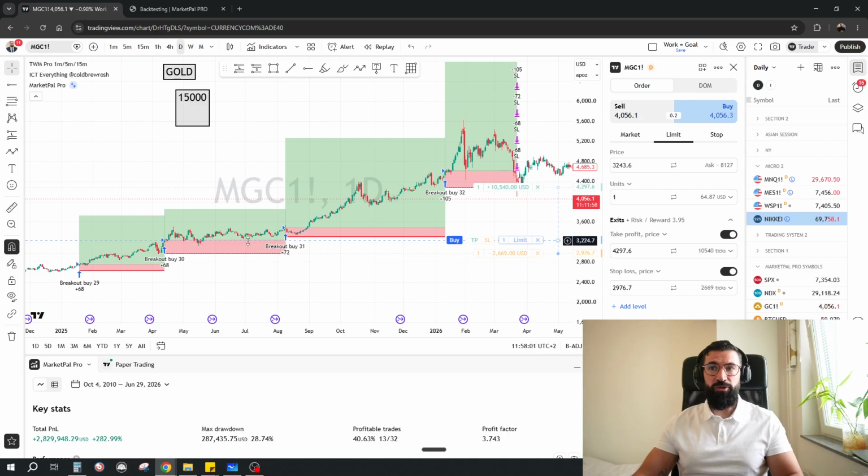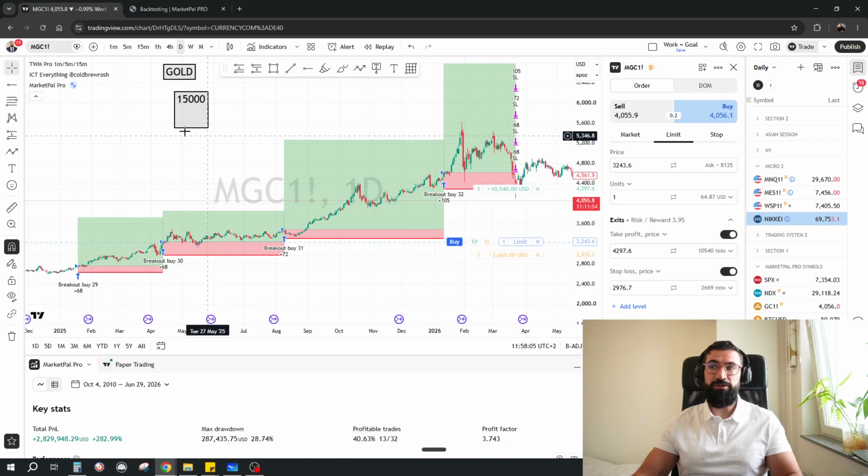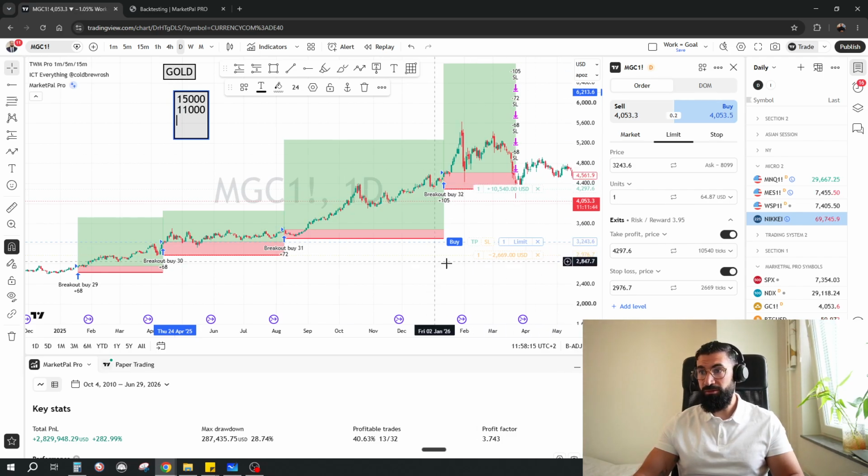Okay, so the second trade is right there. This is the risk, 2,600 on this trade right here. So how much profit would that give us? That would give us a profit of, let's say, 11,000 because I've rounded it up. Hope that's okay.